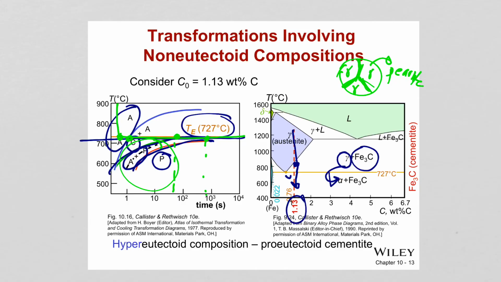In summary, if you are working with compositions above or below the eutectoid composition, then the transition compositions such as cementite have to be included. That information has to be included in your TTT diagrams like we are showing here.